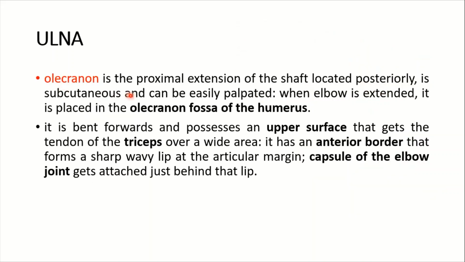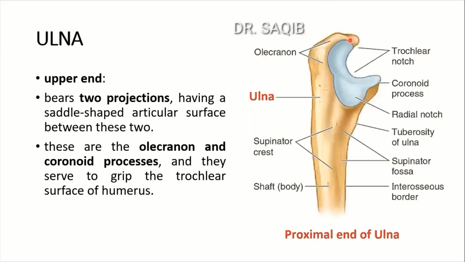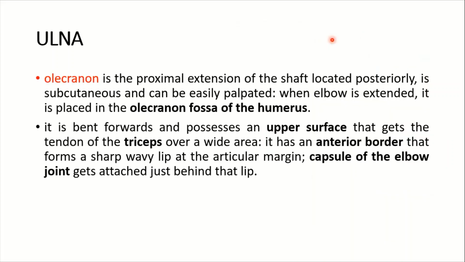The olecranon is the proximal extension of the shaft, as I showed. Here, this is the olecranon, the proximal extension of the shaft located posteriorly. It is subcutaneous and can be easily palpated. When the elbow is extended, it is placed in the olecranon fossa of the humerus. It is bent forwards and possesses an upper surface that receives the tendon of the triceps over a wide area. It has an anterior border that forms a sharp, wavy lip at the articular margin. The capsule of the elbow joint gets attached just behind that lip.